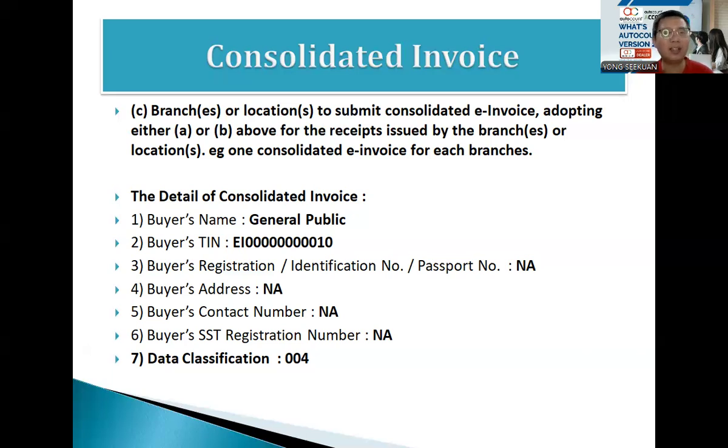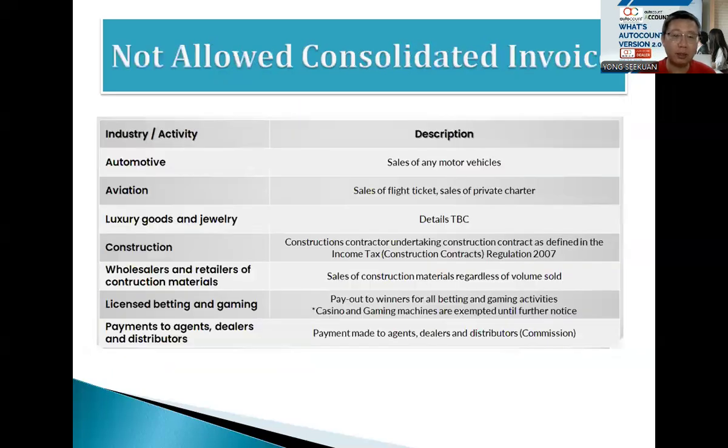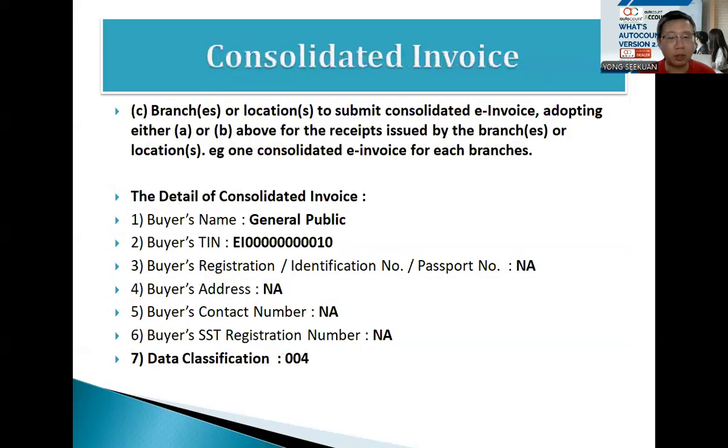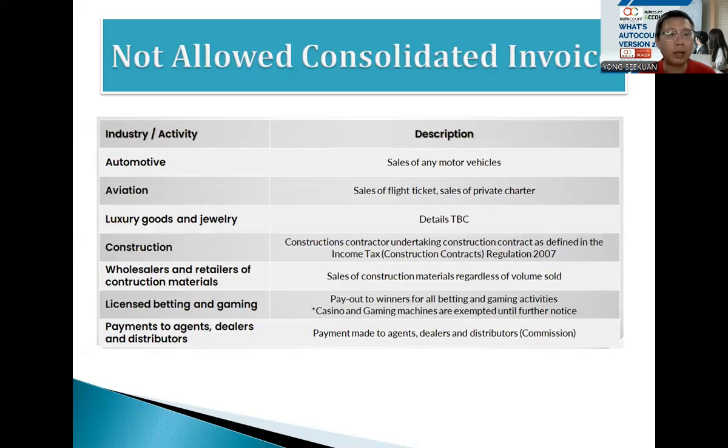EI00000000010. Then for all the other fields you just put NA. The important one is the classification code, you need to put 004. As we go to another side, the zero, later on I will show you what it means. Let's say you are selling hardware, you are selling computers like me, I use 003. So in the consolidated you don't put 003 or some other classification. They have one classification code for the consolidated, which is 004.